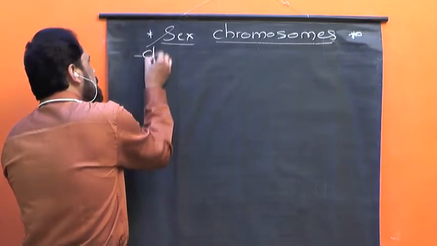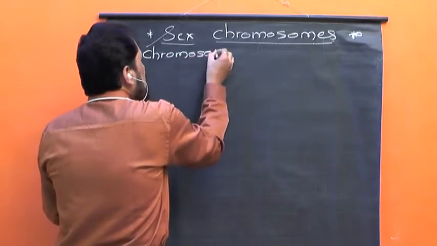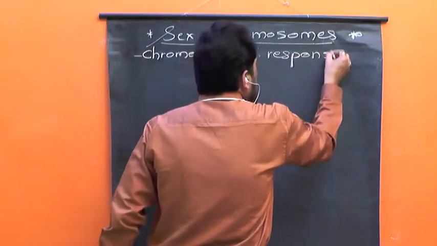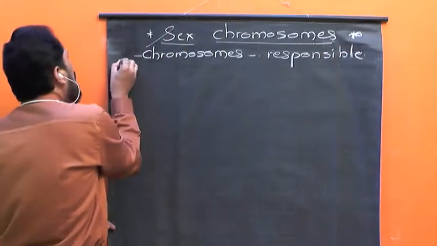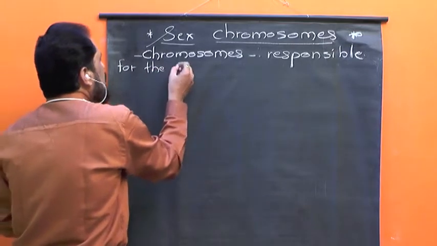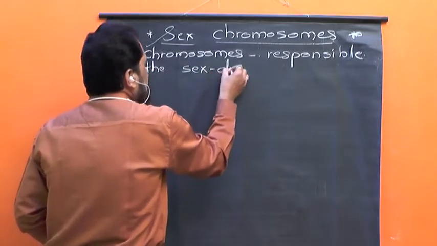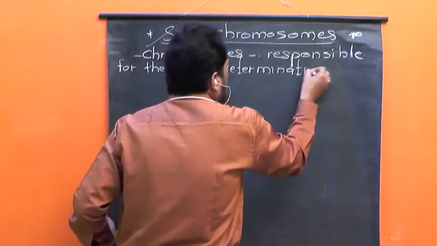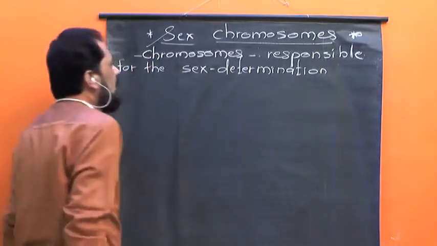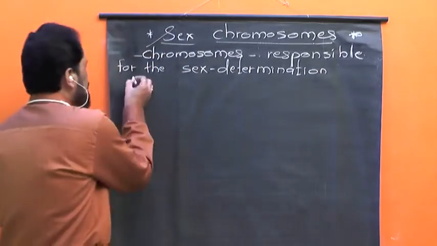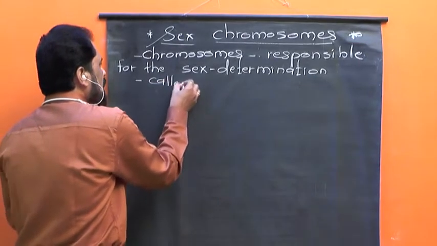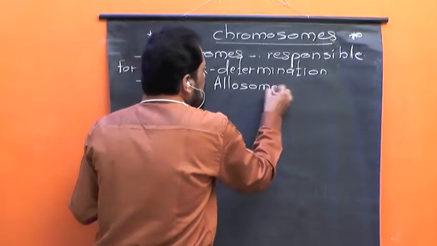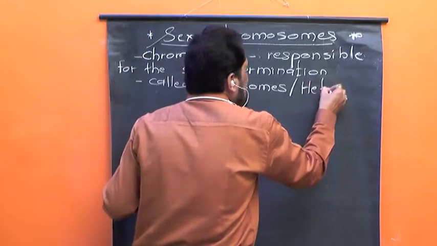The chromosomes which are responsible for the sex determination, that is determination of sex of that individual, are known as sex chromosome. And as I said just now, these sex chromosomes are also known as allosomes or may be called as heterosomes.